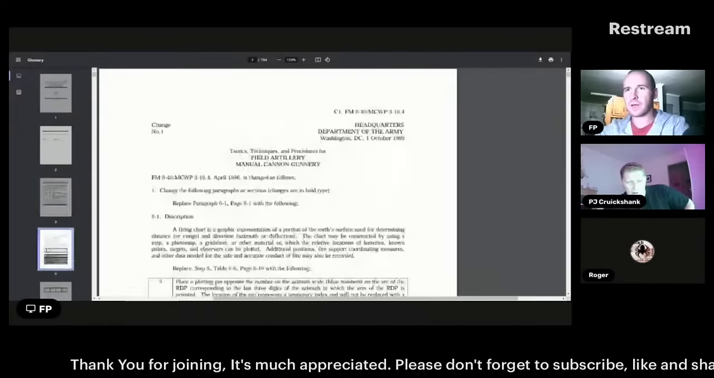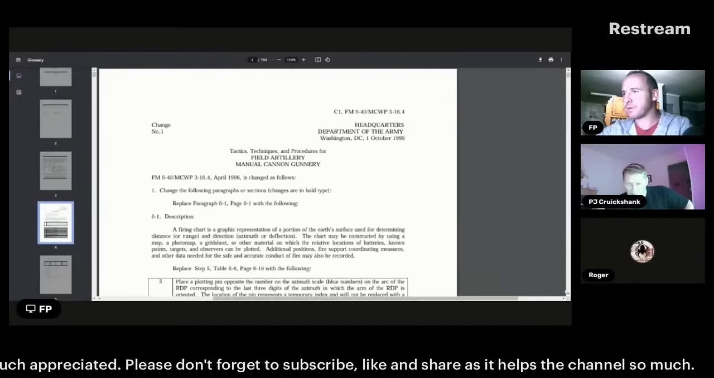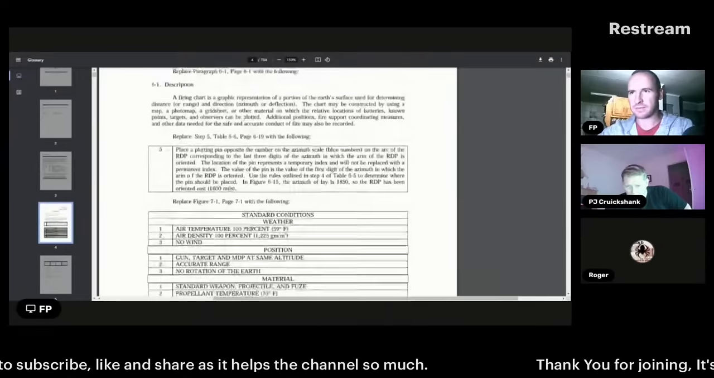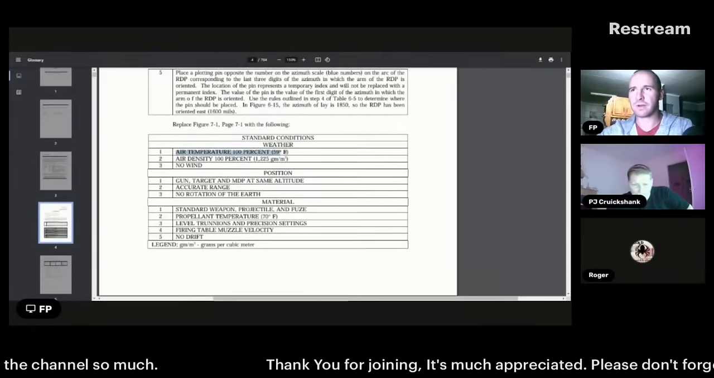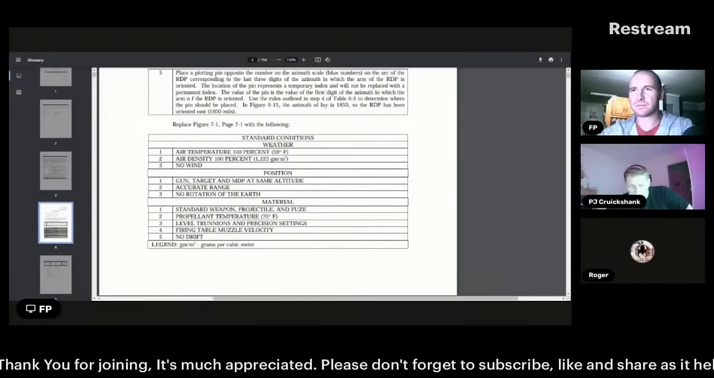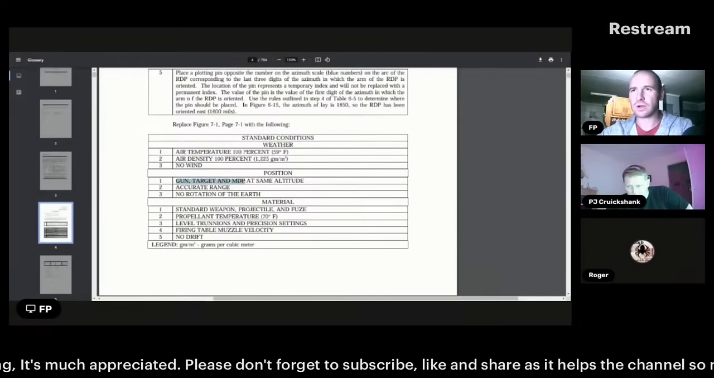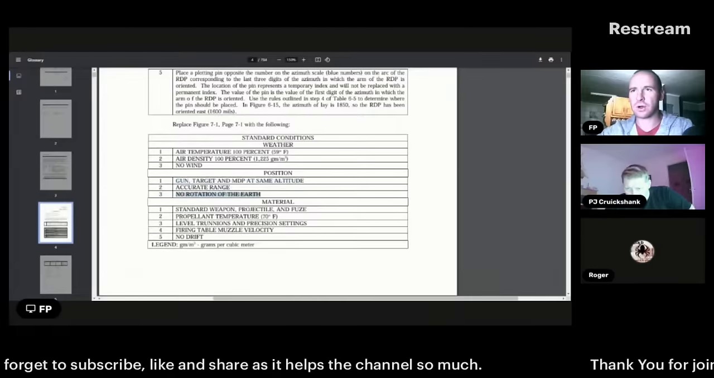Look at this, okay? I'm going to go to page 4, and we're going to read through this. Now let's see what it says here. Standard conditions, air temperature at 100%, okay, air density, no wind. Position, gun target and entity, altitude, accurate range, no rotation of Earth.